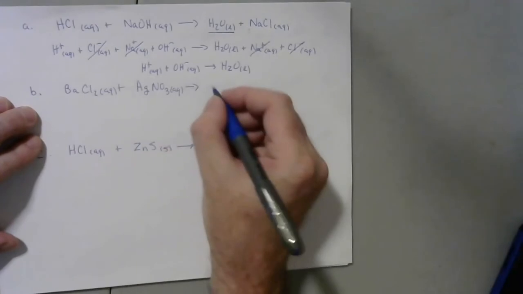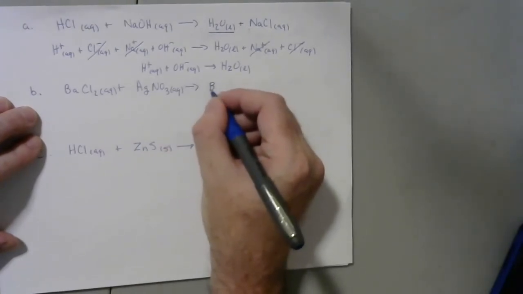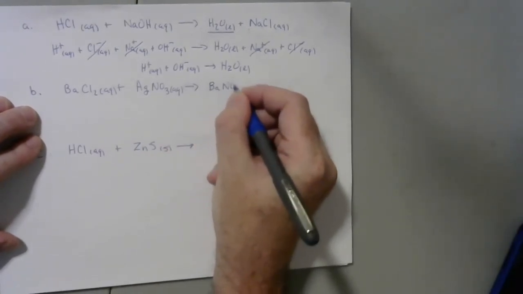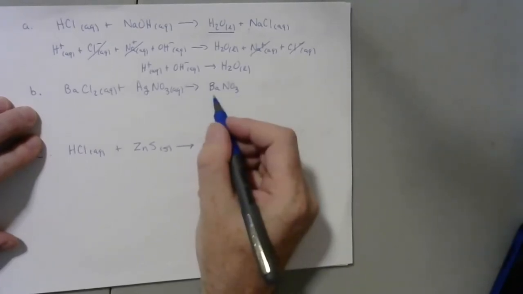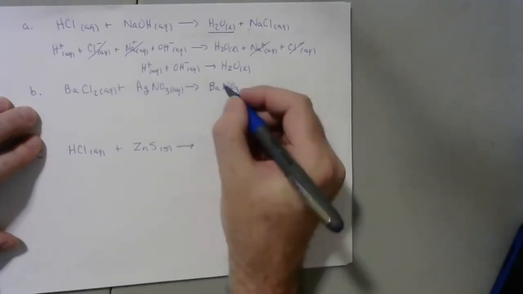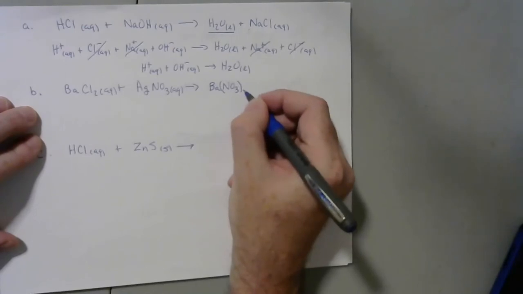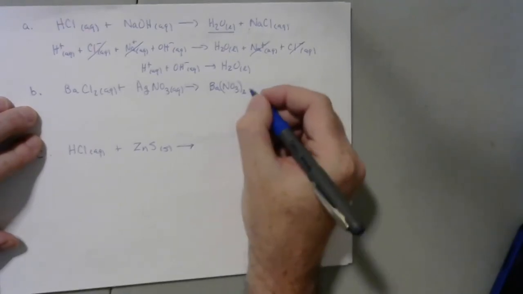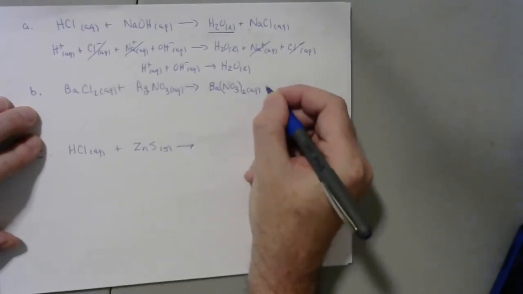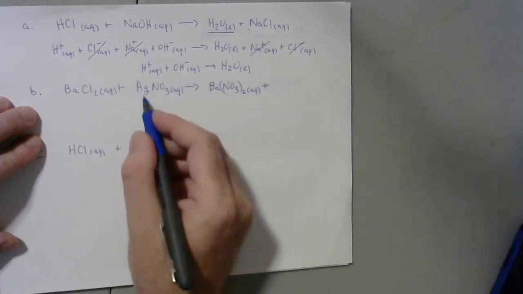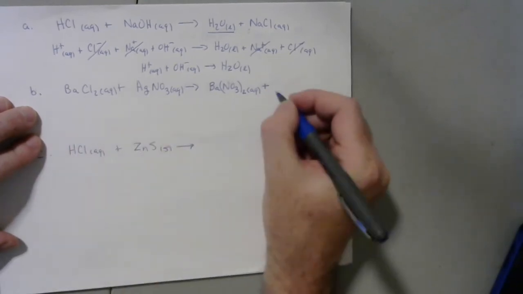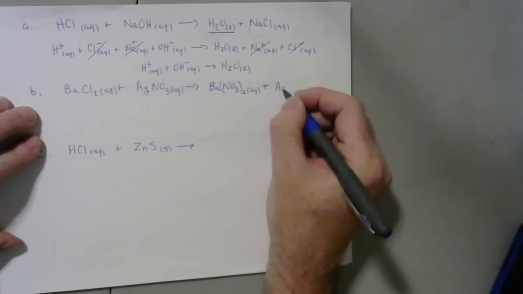So we're going to say barium, Ba(NO3). Barium's in group 2A, so plus 2, minus 1 for the nitrate. So Ba(NO3)2. Nitrates are water soluble, so that's aqueous. The silver is going to go with the chloride. So we're going to write Ag and Cl.